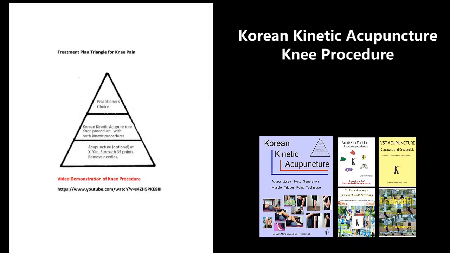So here is the treatment plan triangle for knee pain. We start at the acupuncture points of Xiyan, stomach 35, where we insert deeply into the joint cavity to provide lubrication of the joint. We take those needles out, and then we begin the Korean kinetic acupuncture procedure with both the joint movement, flexion, extension with the gentle rocking side to side, followed by the isometric resistance of patient extension against practitioner resistance. We can do that, and then practitioner's choice, and then the Fountain of Youth stretching.